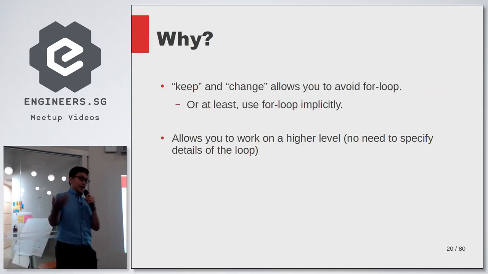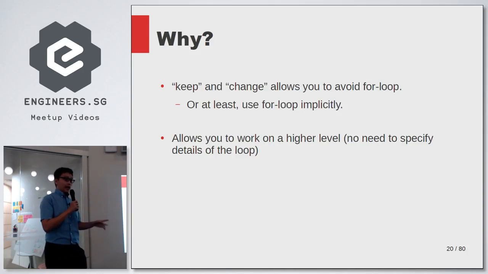Why do we want to define these functions, the keep function and the change function? It's because it allows you to avoid using a for loop, or at least you can use a for loop implicitly in your code. You just tell the computer, what do you want to do with the list? Do you want to change it? Do you want to keep some element or remove some element? Usually when you have a list, you either change individual elements or you keep or remove some elements. You are able to work at a much higher level and you let the computer handle the details in the background. Just tell the computer what to do, and you don't need to implement the for loop yourself.